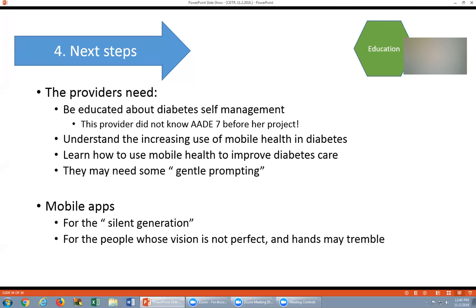These are the people that grew up before the baby boomers and are not as aware of technology. And this is the group that is increasing and has complications. Also, social situations and physical situations that they have to deal with may be very different from other people. And then the people that may not have perfect vision and may have fingers that tremble. We should have apps that work for them. Okay?